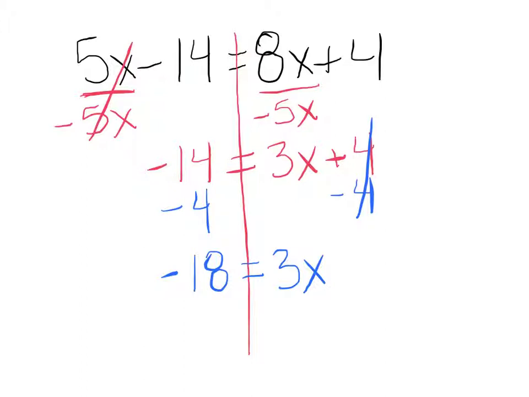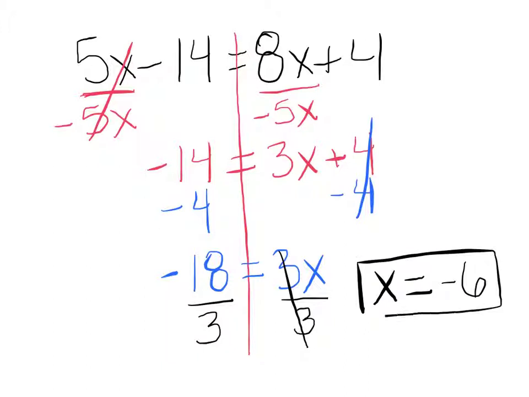So, negative 18 equals 3x. One last thing to do. What do we need to do to get rid of that 3? Divide. I know you guys all screamed that out with me. Alright, so 3 over 3 is 1, and we're left with x equals negative 18 divided by 3, which is negative 6.